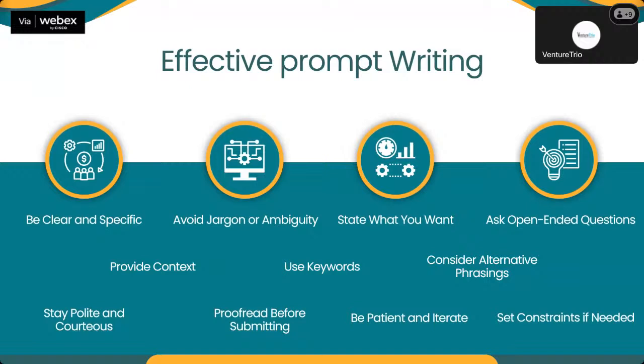Be patient and iterate. If the initial response is not what you expected, consider rephrasing and try again and again. Regenerate as many times as you can to get the desired output. So we have to be patient and iterate to generate answers again and again. Iteration can help you fine-tune your prompt to get the desired output. Remember that the quality of your prompt greatly influences the quality of the response you receive. Taking a little extra time to craft a clear and well-structured prompt can lead to more accurate and satisfactory results.